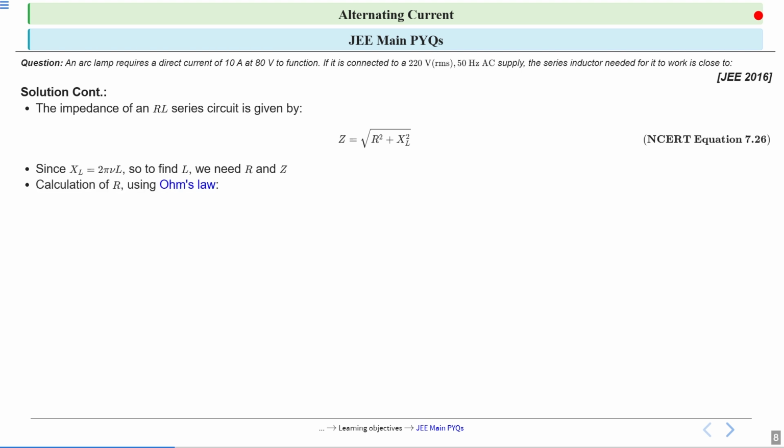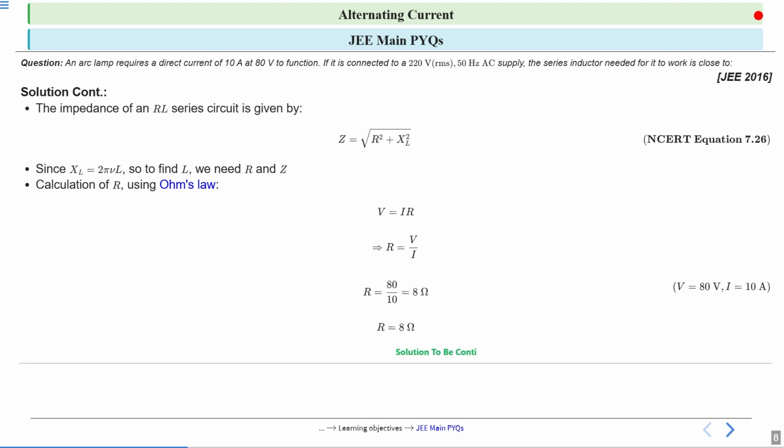X_L is equal to 2 pi nu L. So to find L we need R and Z. Nu is given in the question as 50 hertz. To find L, we have to first find Z and R. So, calculation of R using Ohm's law. The lamp is operating on 10 ampere current and 80 volt DC voltage. We can find the resistance by Ohm's law, V equal to IR. So R will be equal to V upon I, so R is equal to 80 upon 10, which is equal to 8 ohm. So we have found the resistance.